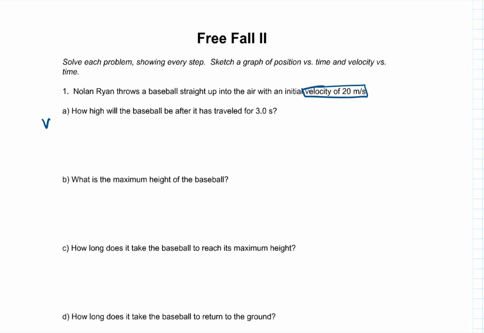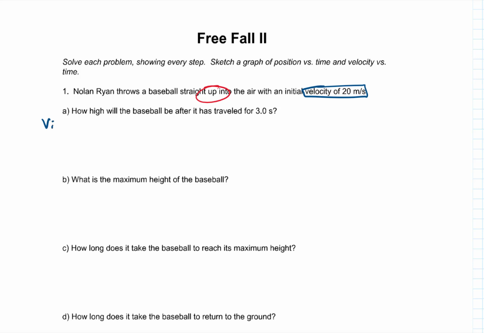So, looking through it, he throws the baseball straight up into the air with an initial velocity of 20 meters per second. That's the one piece of given information we have for the beginning of the problem. So that's going to be true all the way through the problem. The initial velocity for every part of this problem is going to be 20 meters per second, and it's going to be up. That's an important thing. So, first part, how high will the baseball rise after it's traveled for 3 seconds?